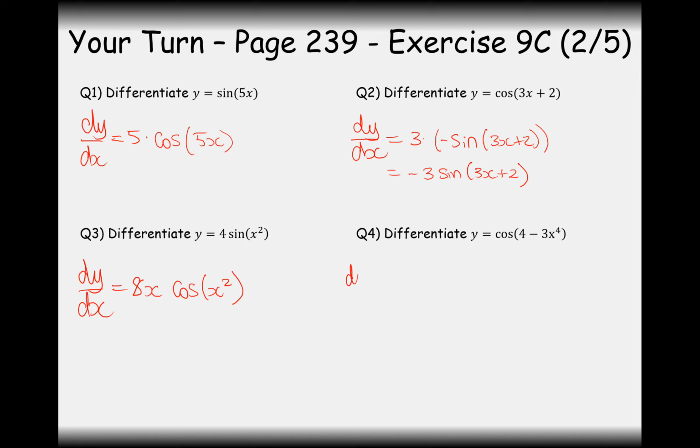And the fourth question, dy by dx, differentiate the inside function first, and we're going to get minus 12x cubed. And then differentiating the outside function second, so cos differentiates to minus sine, and we keep the inside the same. So in this case, it's going to be 12x cubed times sine of (4 minus 3x to the 4). So there we are, that's how to differentiate cos and sine type questions by the chain rule.